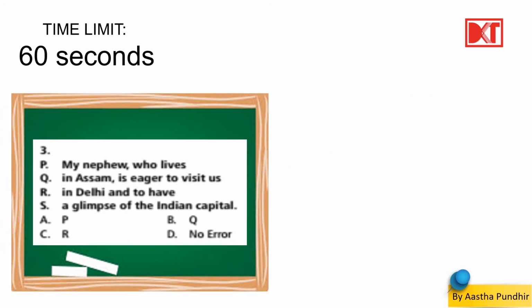Okay. My nephew who lives in Assam is eager to visit us in Delhi and to have a glimpse of the Indian capital. Okay, so here again, no error. Seems fine. The sentence is completely fine. No error at all.